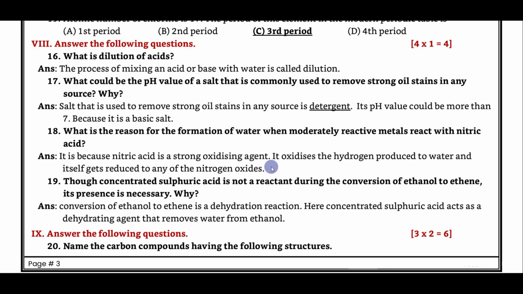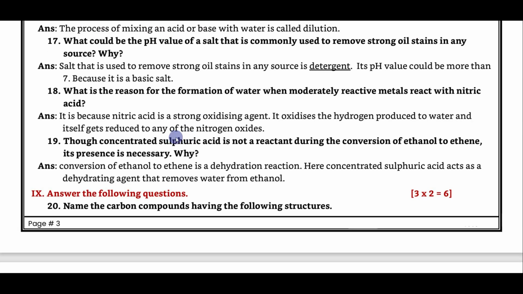Next, what is the reason for the formation of water when moderately reactive metals react with nitric acid? Because nitric acid is a strong oxidizing agent. It oxidizes the hydrogen produced to water and itself gets reduced to any of the nitrogen oxides. We know that when metals react with acids, what happens? It releases hydrogen gas. Here in this case, the hydrogen gas released is converted into water.